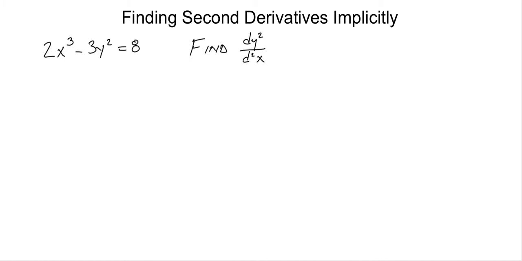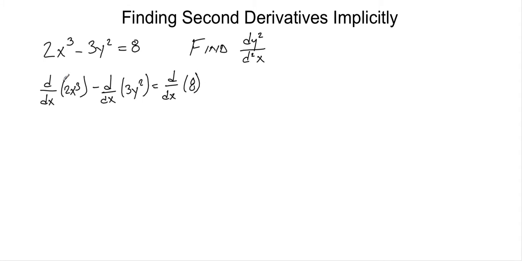Okay, so in order to find the second derivative, just like we would in any other case, we have to first find the first derivative. So using implicit differentiation here, we can say that d dx of 2x cubed minus the derivative with respect to x of 3y squared is going to equal d dx of 8. And when we go ahead and simplify that, derivative of 2x cubed is simply going to be the power rule. That's just going to be 6x squared.